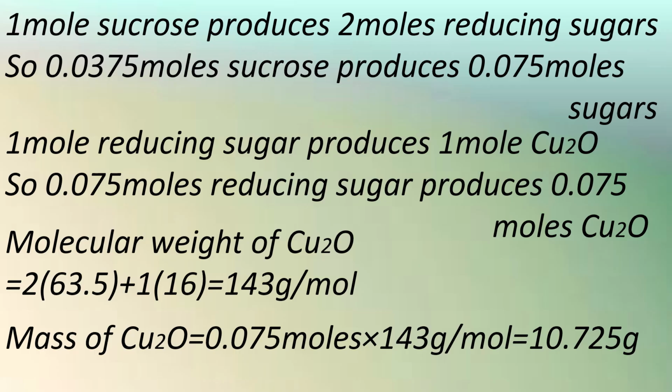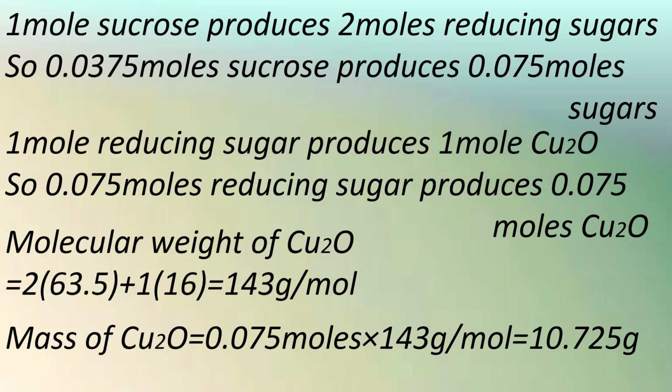1 mole reducing sugar produces 1 mole copper 1 oxide. This is the mole ratio between reducing sugar and copper 1 oxide. So 0.075 moles reducing sugar produces 0.075 moles copper 1 oxide. Now we have calculated moles of copper 1 oxide.